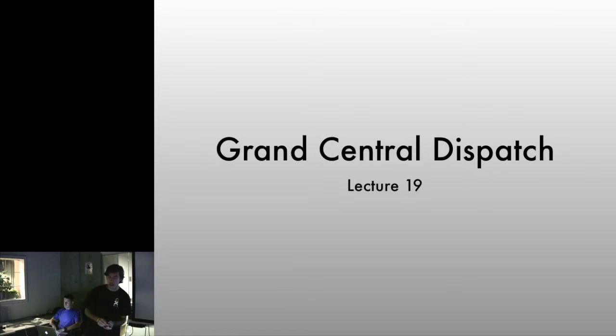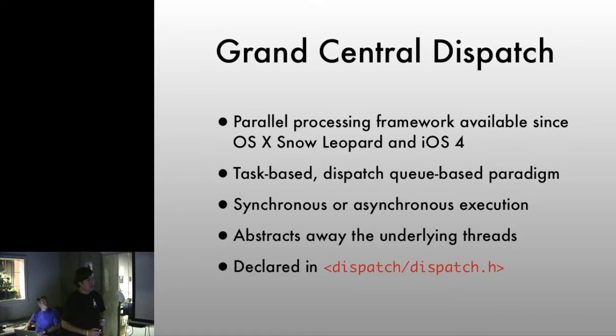Today we're going to talk about Grand Central Dispatch, which is a really cool parallel processing framework available for OS X and for iOS. It's been available on OS X since Snow Leopard, and on iOS since iOS 4. It uses a pretty unique task-based, dispatch queue-based parallelism paradigm. Under the hood, it uses the thread pool paradigm, and it allows you to do synchronous and asynchronous execution.